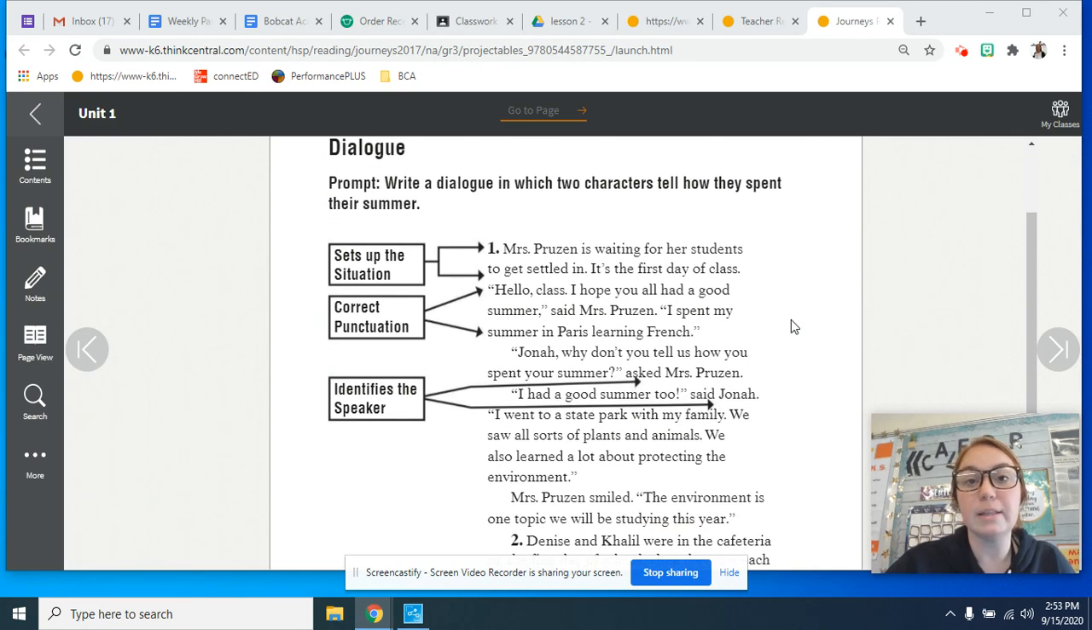The prompt this story was written towards was: write a dialogue in which two characters tell how they spent their summer. I'm going to read through it and point out when the person is talking and how it shows it in the model, and we will look at some other examples in the future.